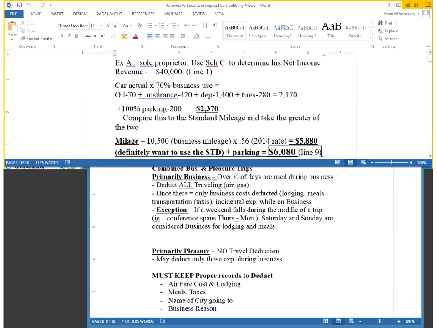So when I added up all the car expenses, well, first it may help, I like when I'm doing this in class, I have the students get out a Schedule C so you can actually see where things go. So let's get out our book and turn to the front part of Chapter 6. And you'll see your Schedule C there.